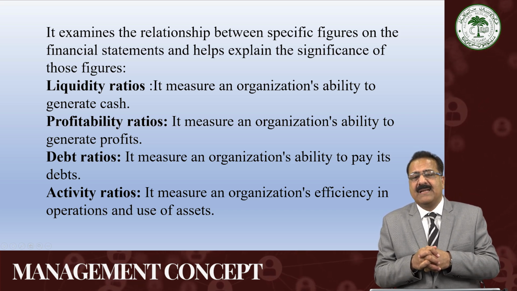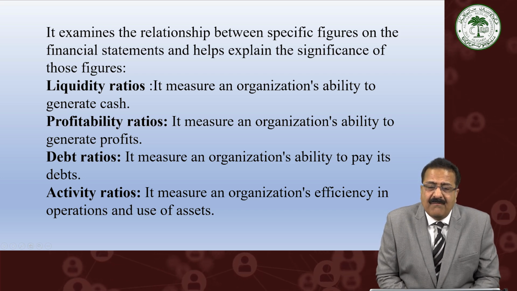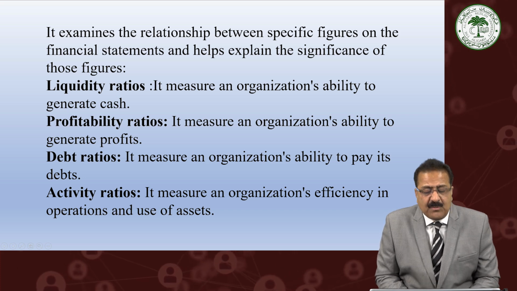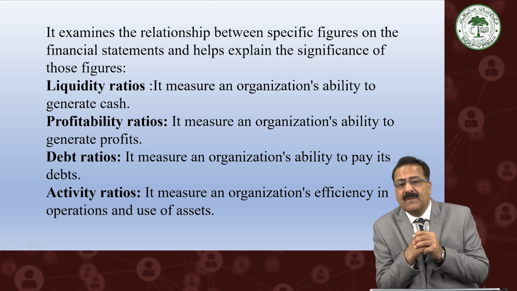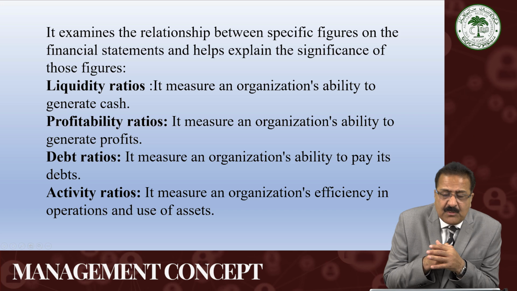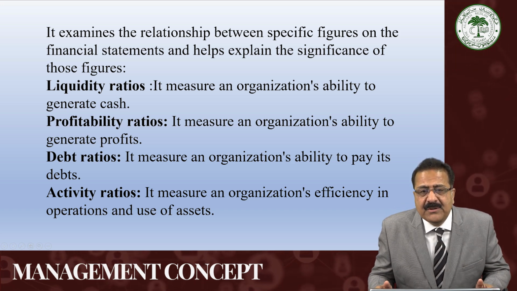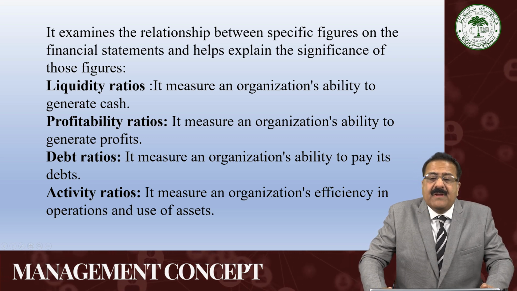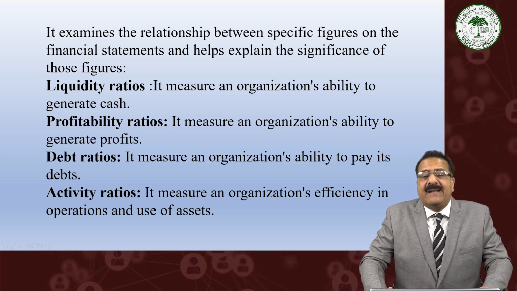those figures. To have a quick look at these ratios, those ratios which measure an organization's ability to generate cash are called the liquidity ratios. Those ratios which measure an organization's ability to generate profits are called the profitability ratios. Those ratios which measure an organization's ability to pay its debts are called debt ratios.